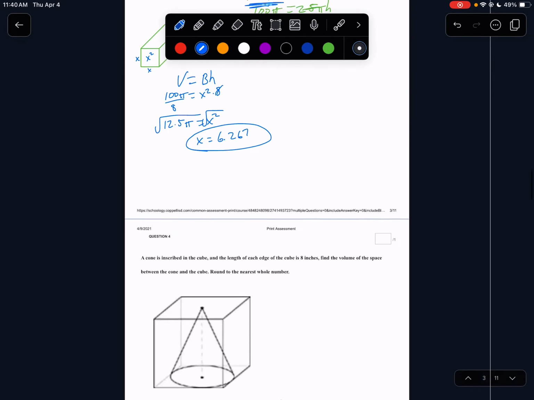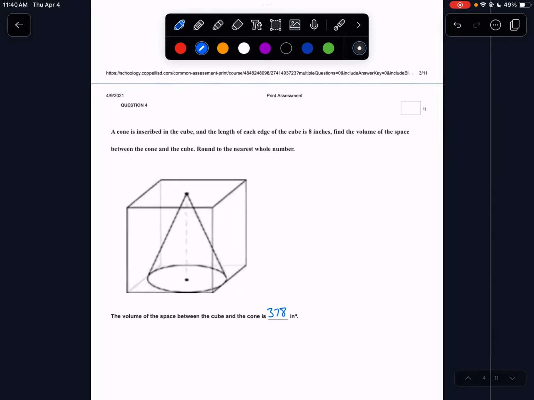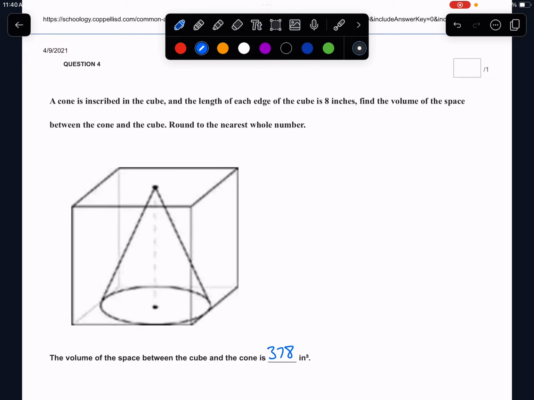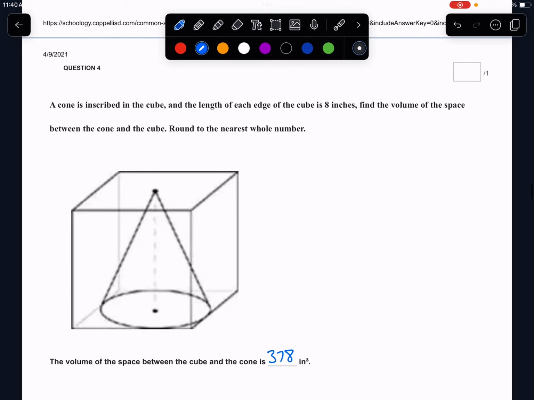Loving it. All right. A cone is inscribed in a cube, and the length of each edge of the cube is 8 inches. So the volume of a cube we can actually think of as just being s cubed, right? It's length times width times height, but they're all the number 8. So that's going to be 8 cubed, which is what? 512. Duh. 512, guys, is 512.